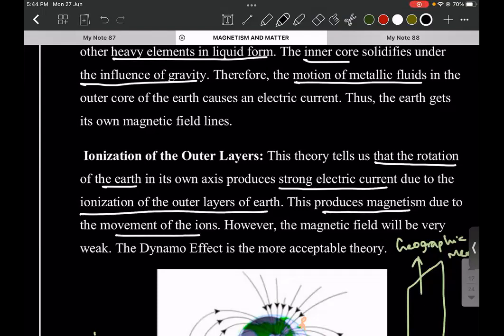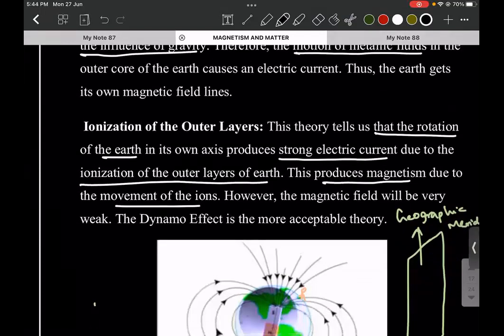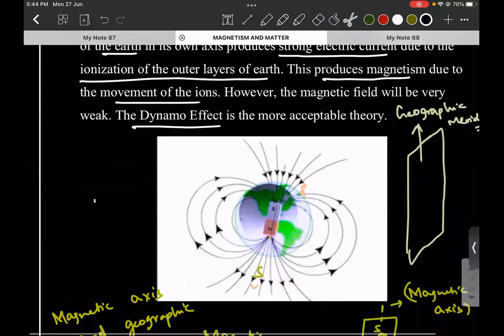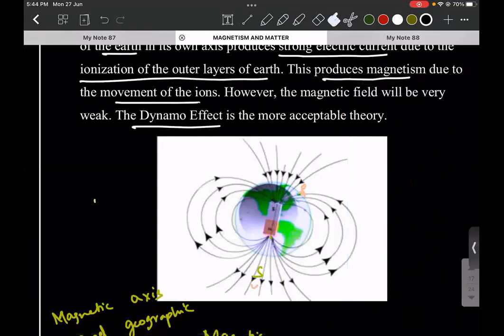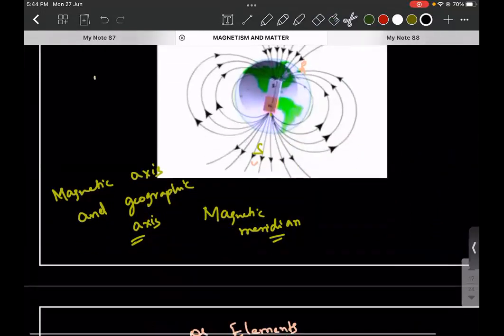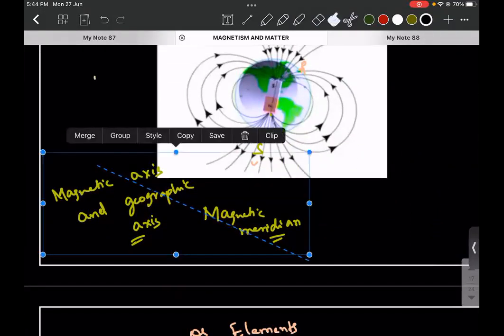However, if you take the theory, according to the theory, the dynamo effect is the more acceptable theory. It is an acceptable theory, but it is not a 100% true theory. Is that clear? Okay. Now, having said this, we need to understand how the Earth's magnetism actually exists. Yeah, tell me.